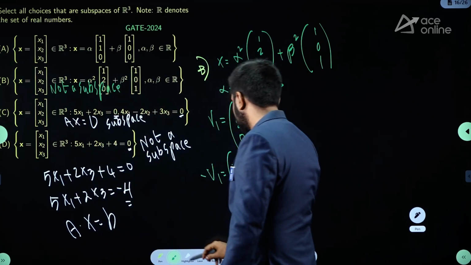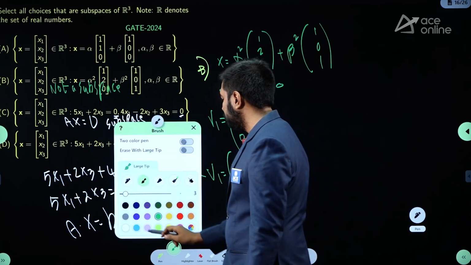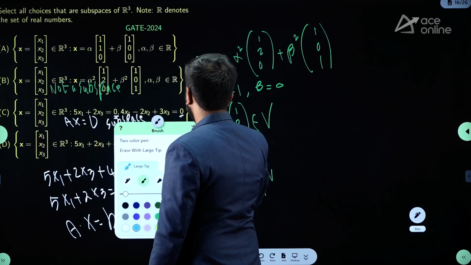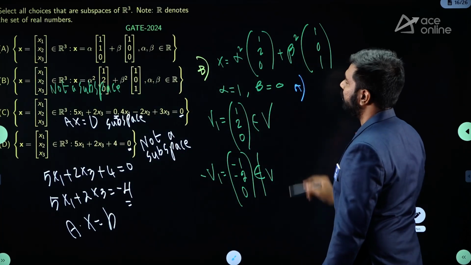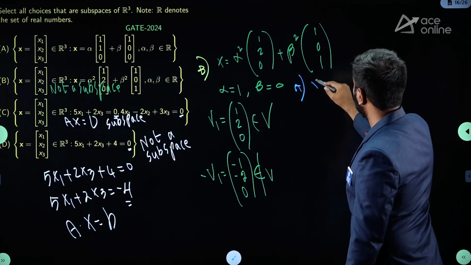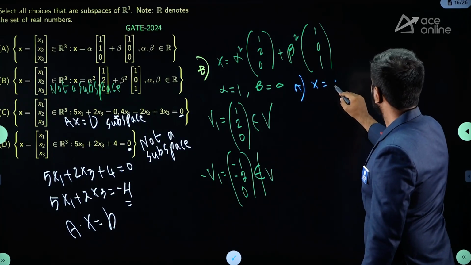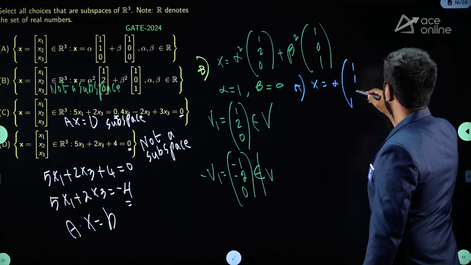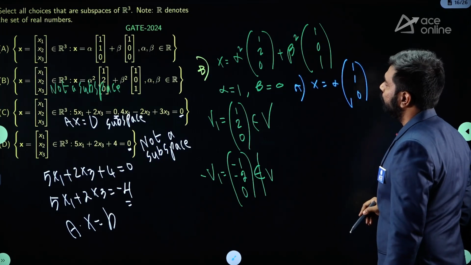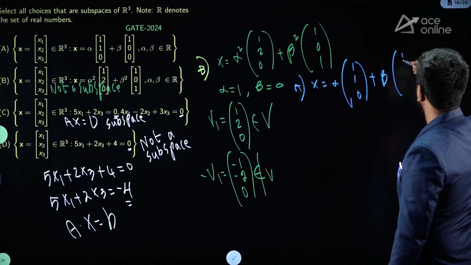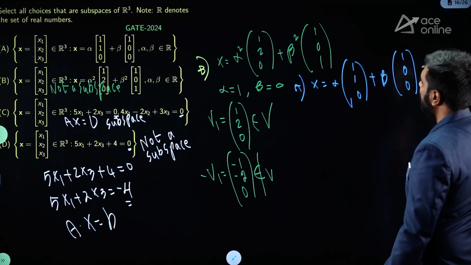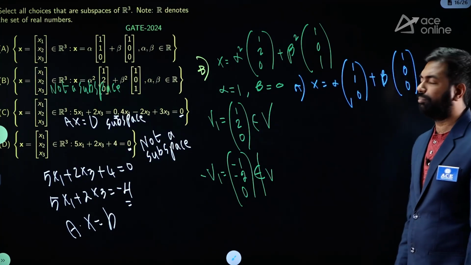Now let's look at option A. We don't have any problem with option A, students. In option A, how are the vectors created? They are created like this. X is alpha into (1, 1, 0) plus beta into (1, 0, 0), where alpha and beta both belong to the real numbers.